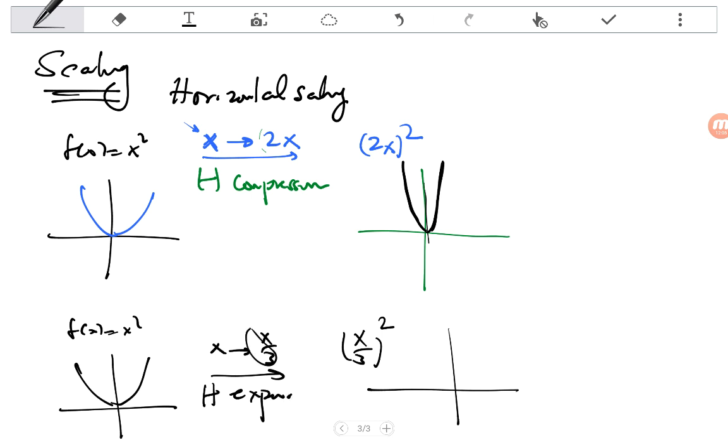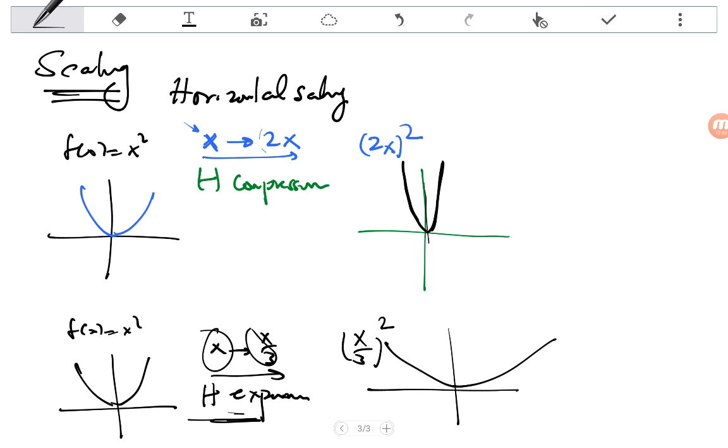Just the opposite: multiplying by 1 over 3, or dividing by 3, you may predict it will shorten or compress. No, it will do the opposite, as it is a horizontal operation, so it will be horizontal expansion. So what will be the new graph? The new graph would be something like this. I just expanded it horizontally.